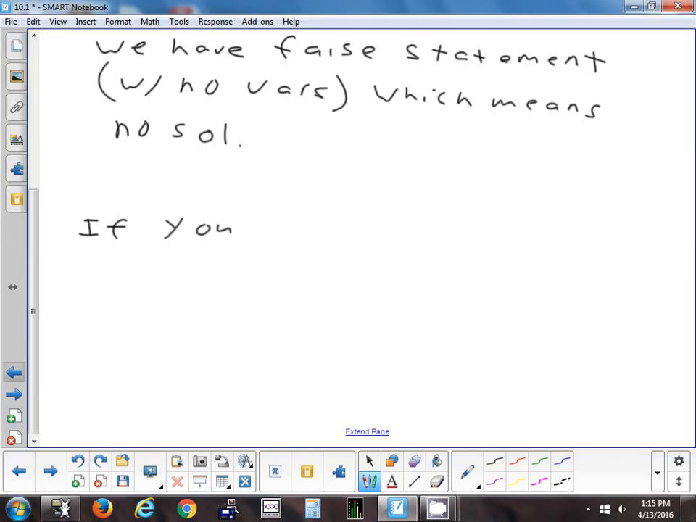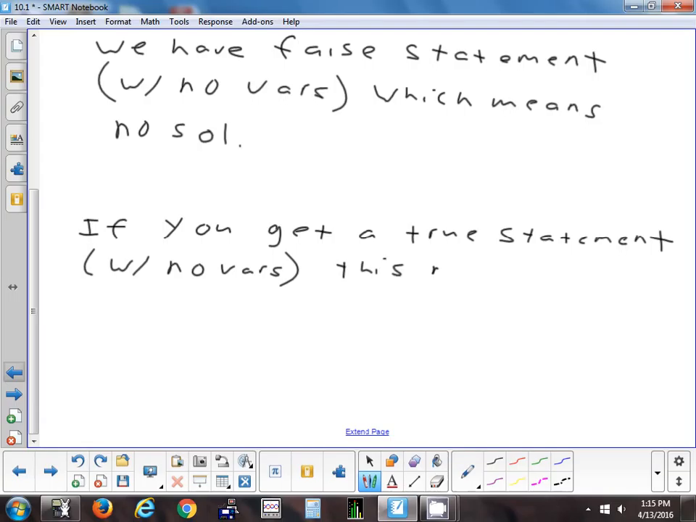Can somebody remind me what equation 2 was? 2x equals 6. So if we add them, 6x equals 30. So x equals 5.